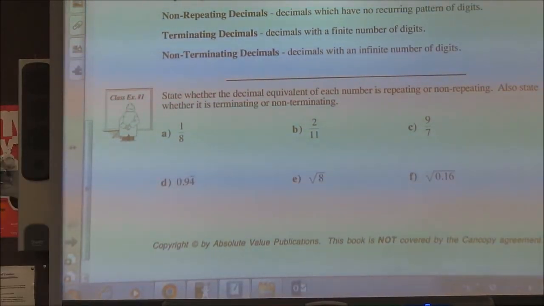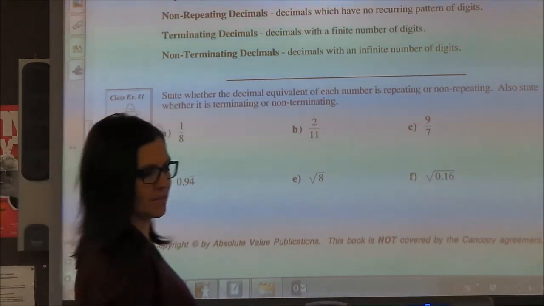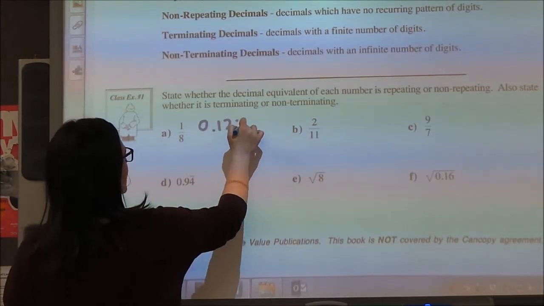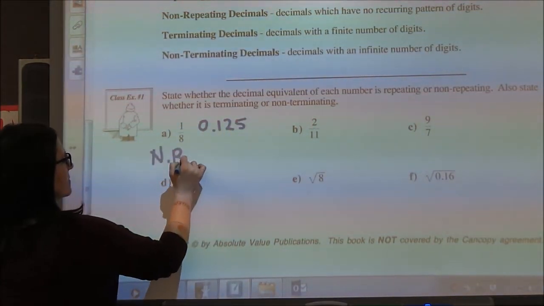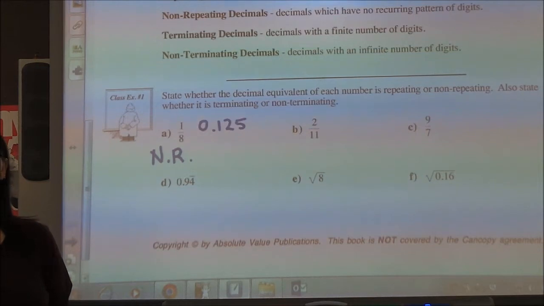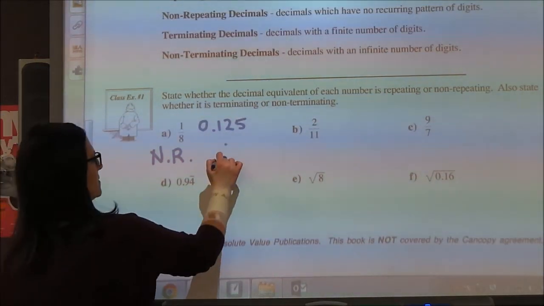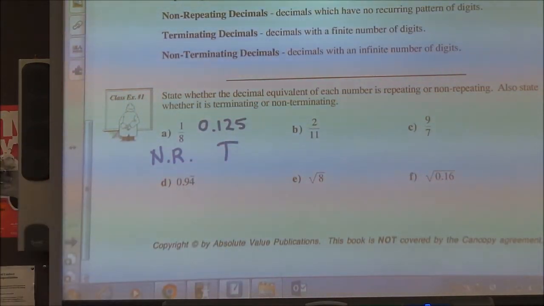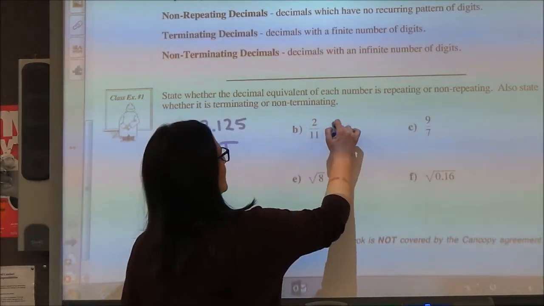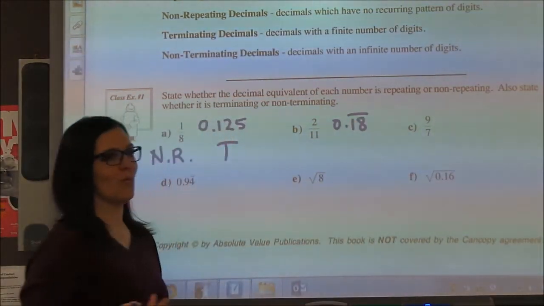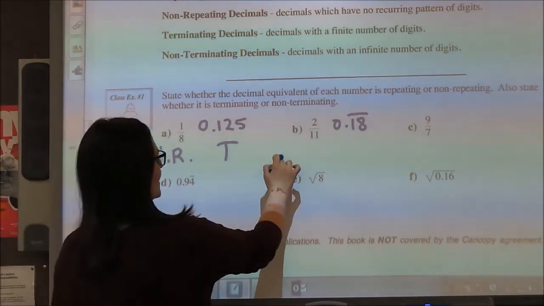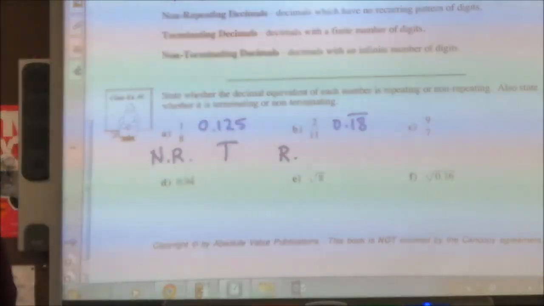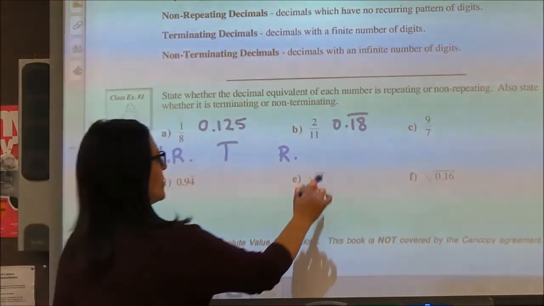Okay, so 1/8. 0.125. Not repeating. And does it terminate? Yes. Terminating meaning it comes to an end. 2/11 is 0.18 repeating, and the fact that I say 0.18 repeating means that it's a repeating decimal. Does it terminate? No, it's non-terminating.